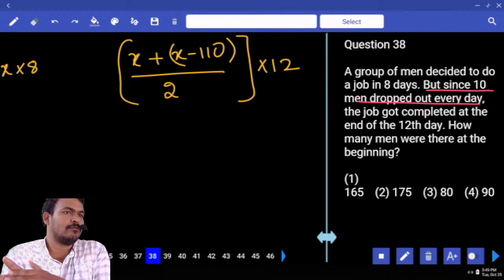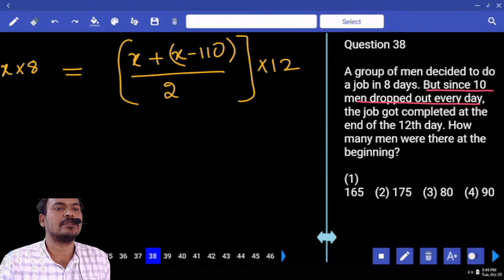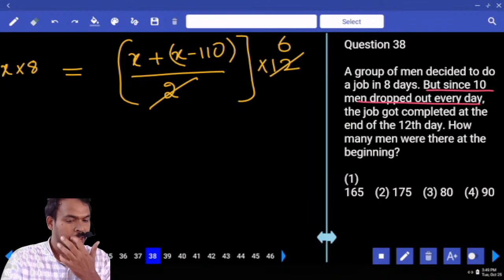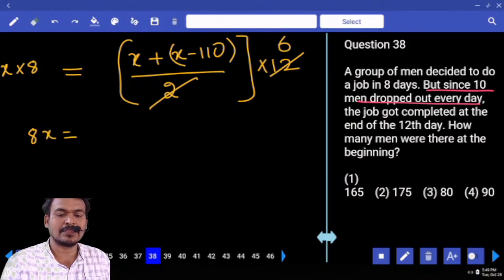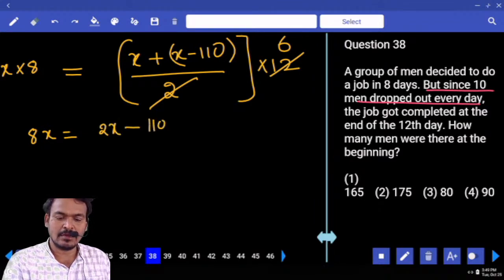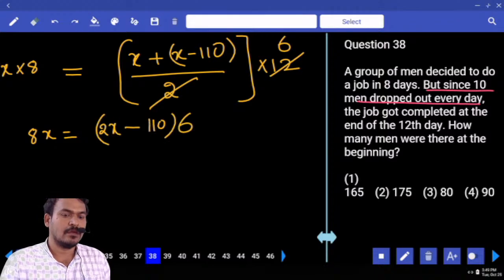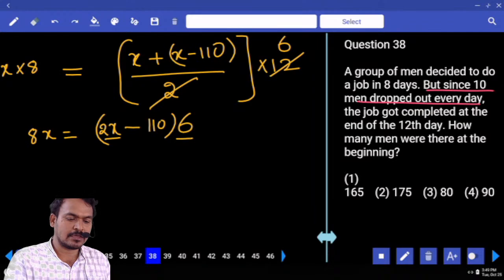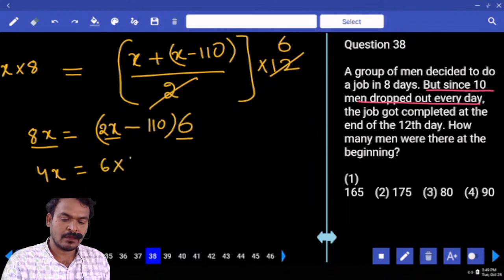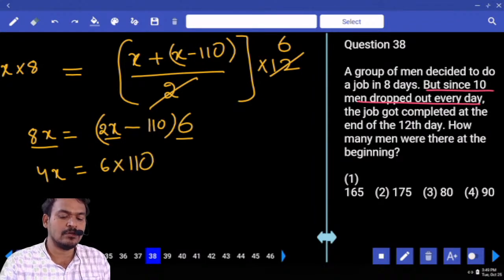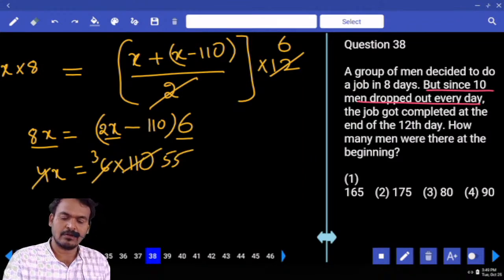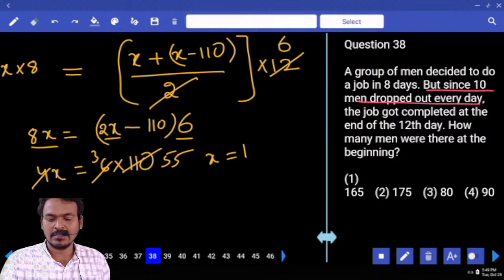Multiplied by 12, we get the sum value, or not? These two are equal sum or different sum? Equal sum. 2 how many times? 6 times. Left hand side it is 8x. Right hand side, x plus x means 2x minus 110, into how much value? 6, or not? 6 into 2x is 12x, and here 8x. The difference is 4x. 6 into how much value? 110, or not? 6 into 110. 2 how many times? 3 times. 2 how many times? 55, or not? What is the x value? 165.